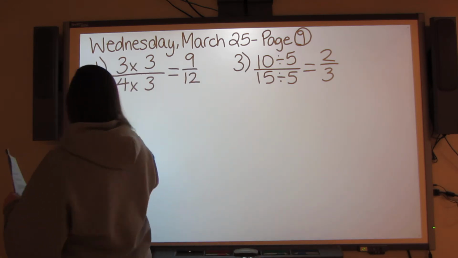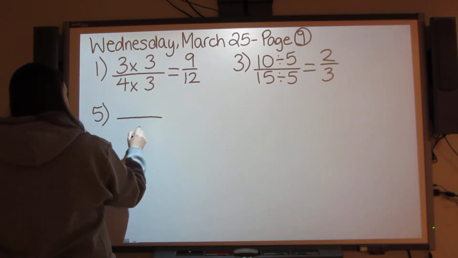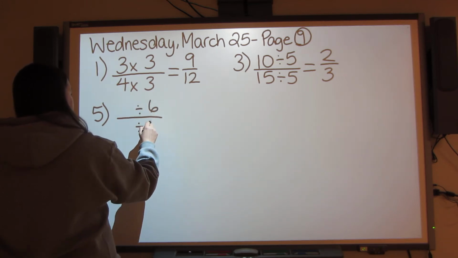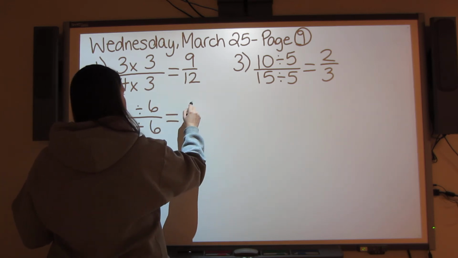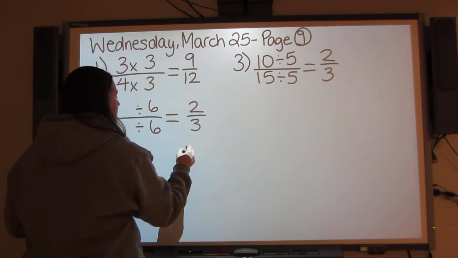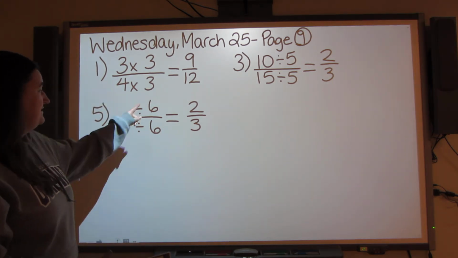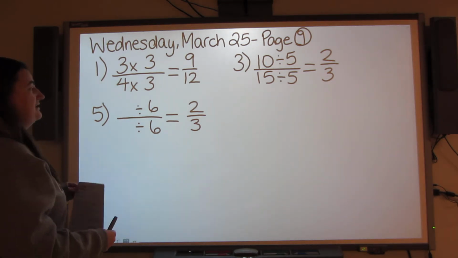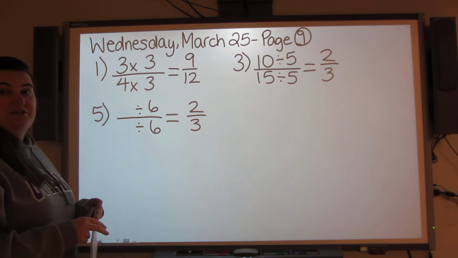Let's take a look at number 5. For number 5, your somethings have been divided by the same number to get 2 over 3. So your missing numbers are not going to be the same this time. The 6 is the same, but they've given you the 6. So something divided by 6 is 2, something divided by 6 is 3.